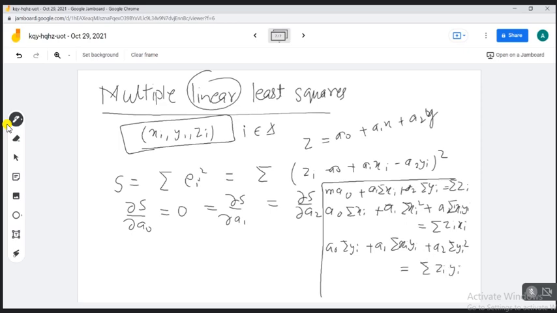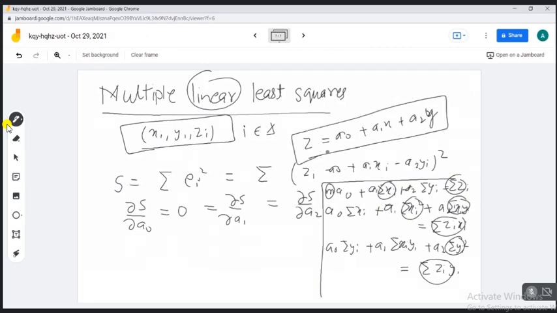Since the data set is in our hand, we can compute all the coefficients like m, summation xi, summation yi, summation zi, summation xi squared, summation yi squared, summation zi xi, summation xi yi, and summation zi yi. After computing, we'll put those in these three equations, and we have three variables and three equations. We can solve those to get a0, a1, and a2. And we'll put a0, a1, a2 in this equation, and we'll get the required fit.